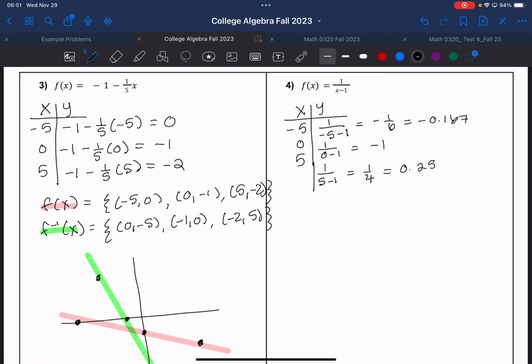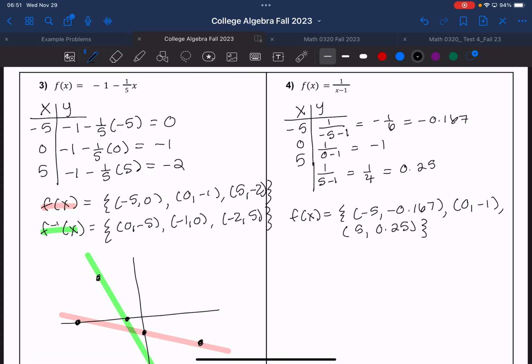Okay. So if I was to write these out as points, and again, you don't have to do this step, I'm just doing it so you have that visual for your original function. I have -5, -0.167, 0, -1, and 5, 0.25. Those are my points for my original function.